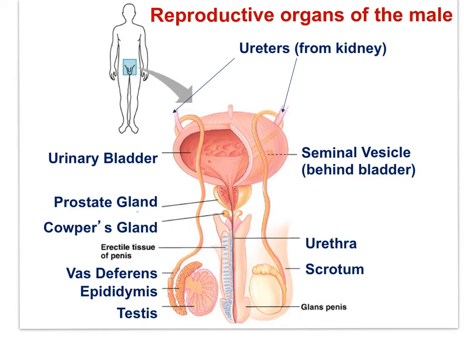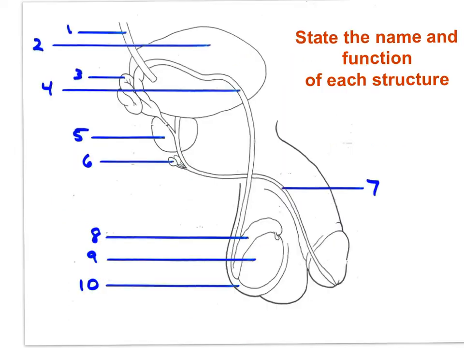This image nicely shows the ureters that run from the kidneys into the bladder. Here's another chance to practice both name and function of all the structures I've displayed in the earlier slides. You can stop the movie now and practice on your own.